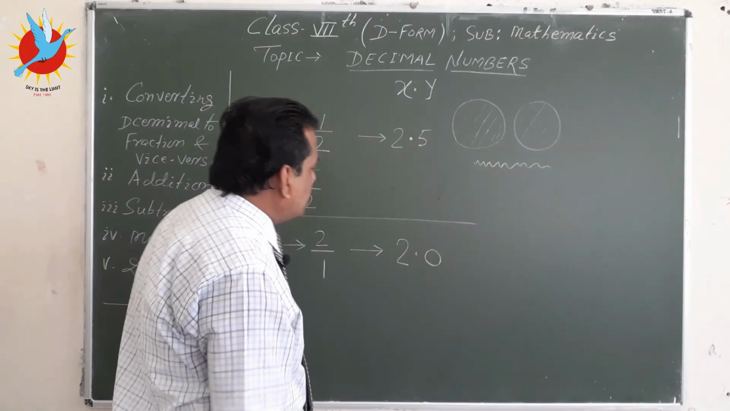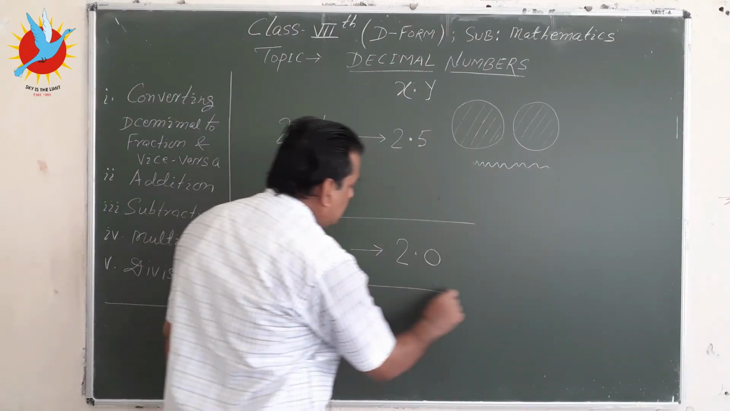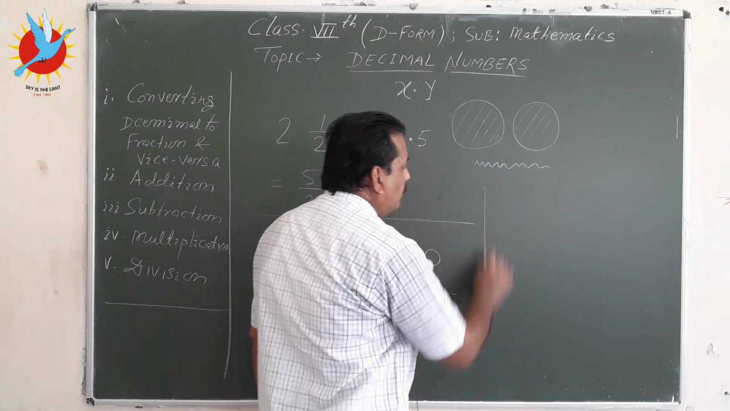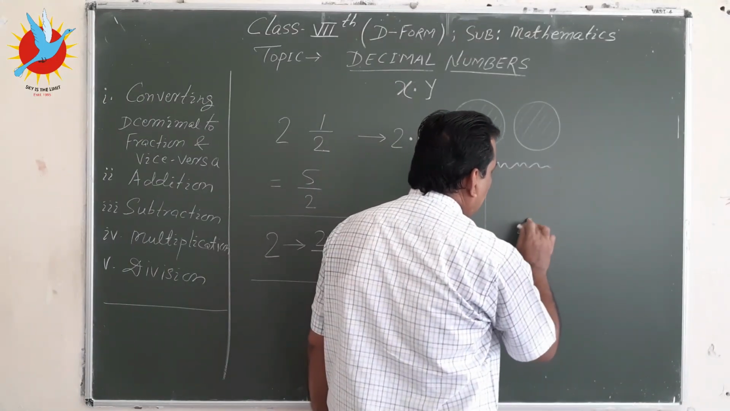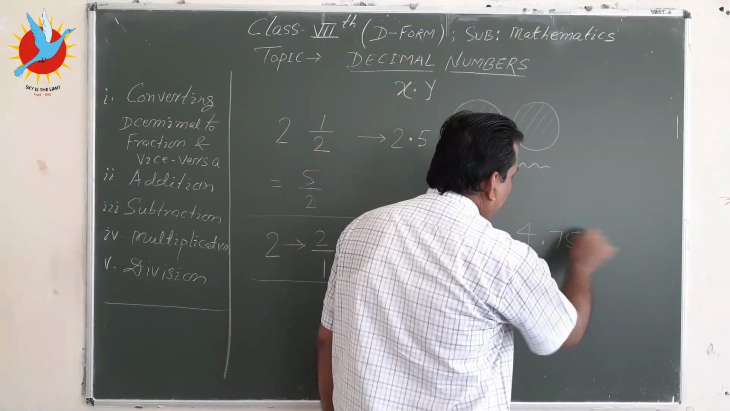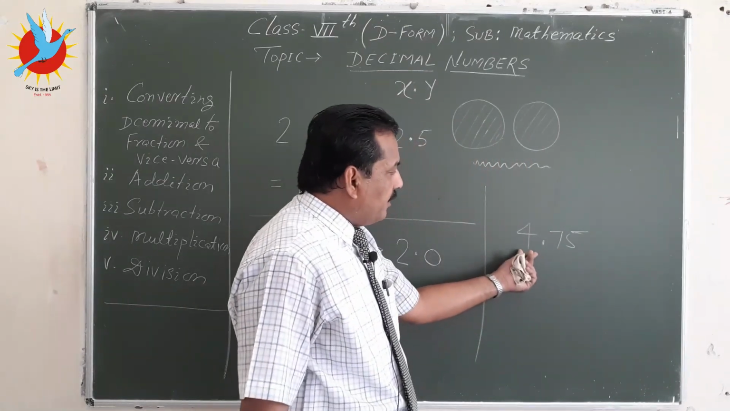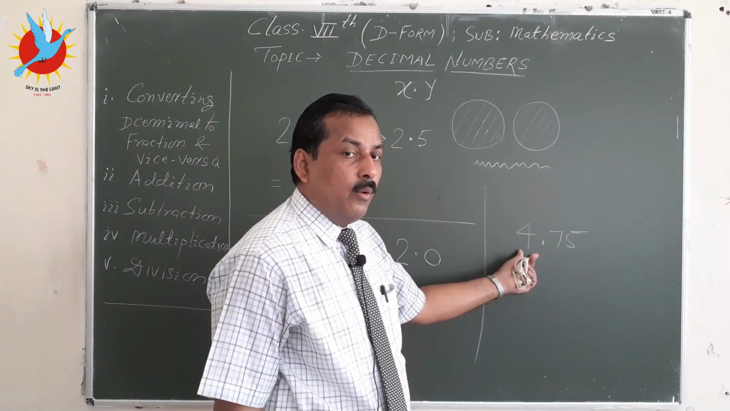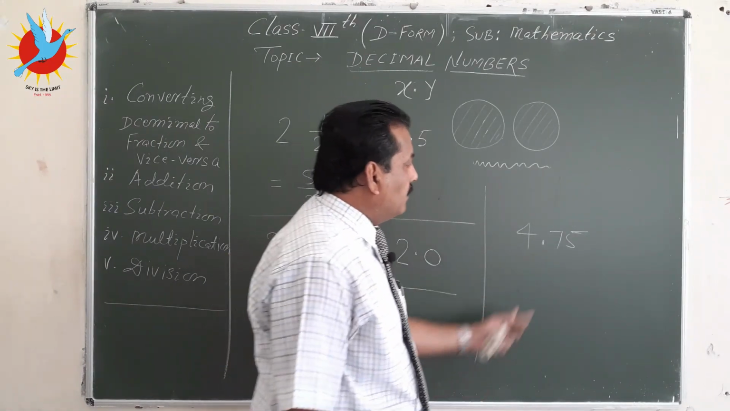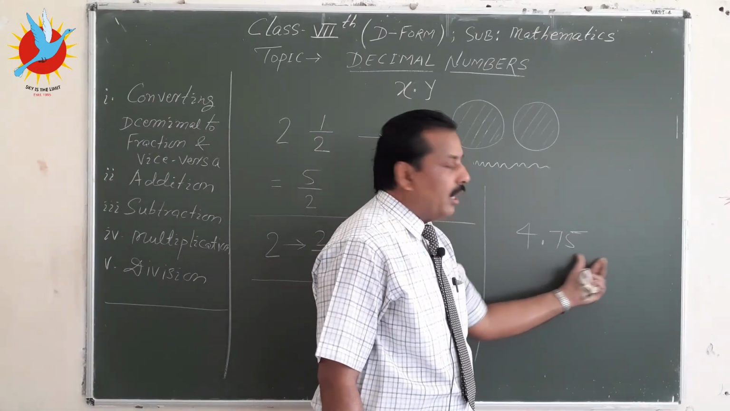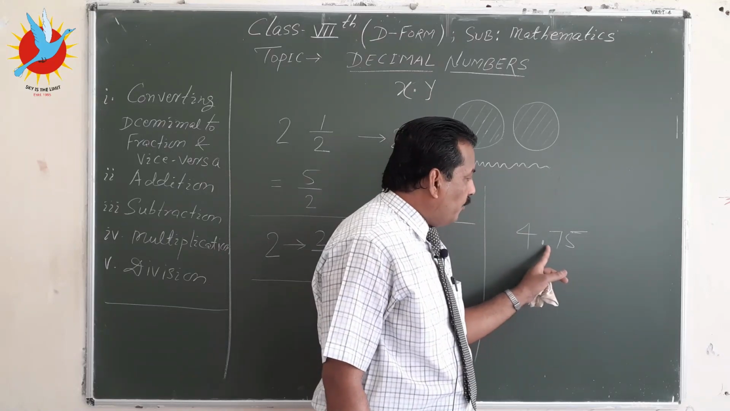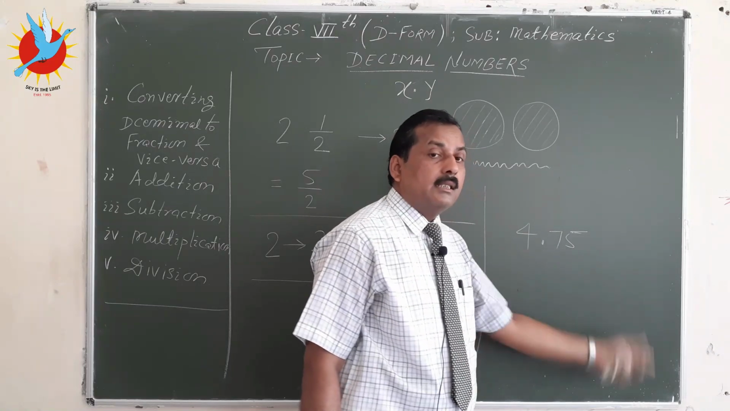So at this stage I think you have got this idea that any number like 4.75 is a decimal number, and the left hand side is 4, which means this is whole number 4, and this is the fractional part, meaning 0.75 is less than 1.